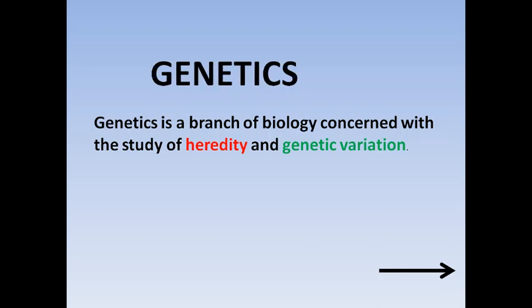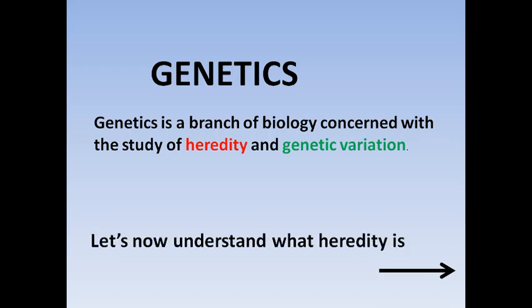So, in this definition, there are two keywords I have shown you with different colors. The first one is heredity and the other one is genetic variation. Now, in this session, we are going to understand the meaning of these two words, heredity and variation. Genetics, I am repeating, is a branch of biology that deals with the study of heredity and variation. Okay, so let's now understand what heredity is.